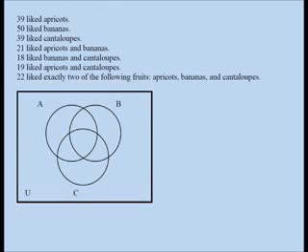And let's keep the facts straight. These are the facts from my question. I copied them here. A stands for apricots, B for bananas, C for cantaloupes. 39 liked apricots, so these four numbers should add up to 39. 50 liked bananas. These four numbers should add up to 50. And these four numbers should add up to 39 because 39 students liked cantaloupes.